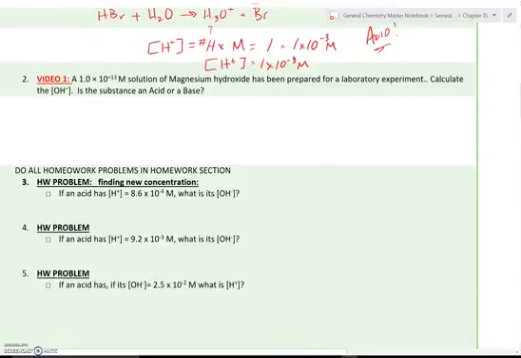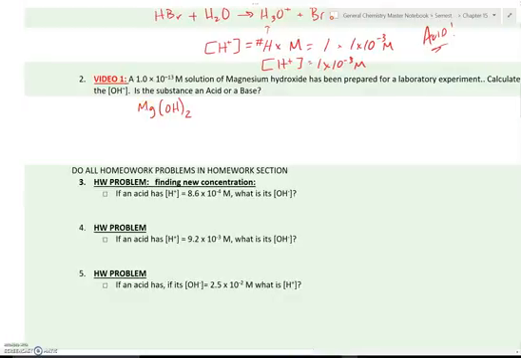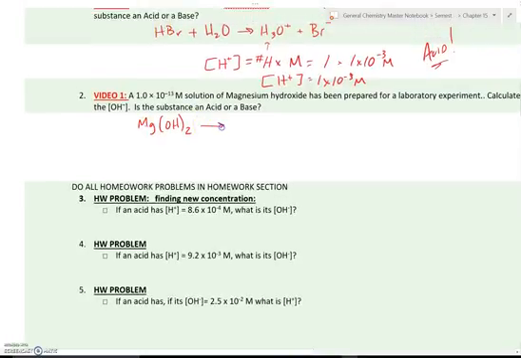So we have magnesium hydroxide, which is Mg(OH)2. And so we do the same thing. We write out the dissociation of this magnesium hydroxide. And so when we write out the dissociation, we have Mg with a 2+ charge plus 2 OH-. And we double check and we see that it's all balanced.